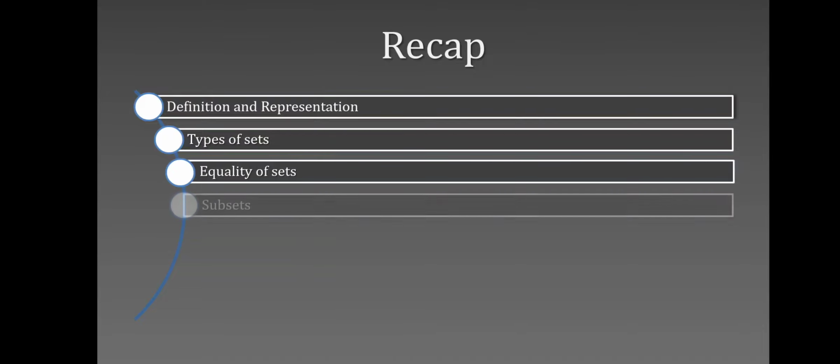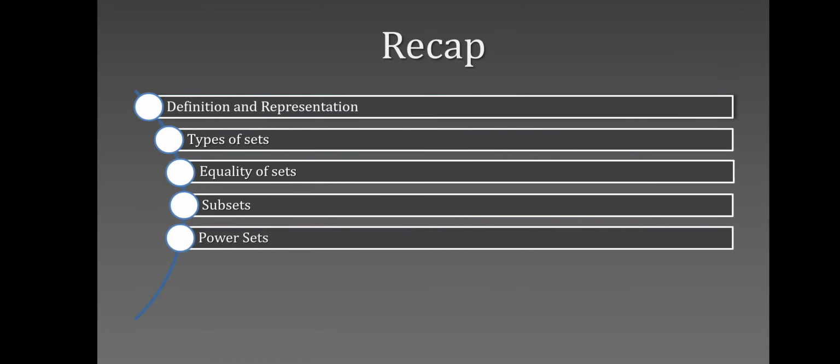Fine. Then we talked about the subsets. A set is called a subset of another set if all the elements of that set are also in the other set. So it is pretty much like one set is contained inside the other set. And then we talked about the different types of subsets, that is proper subset, improper subset, and so on. Then we talked about power sets.